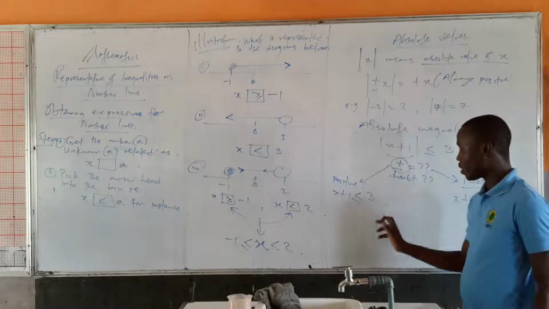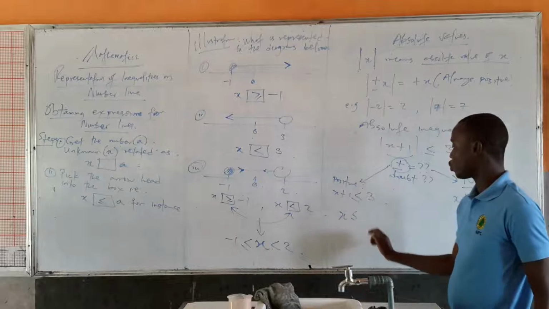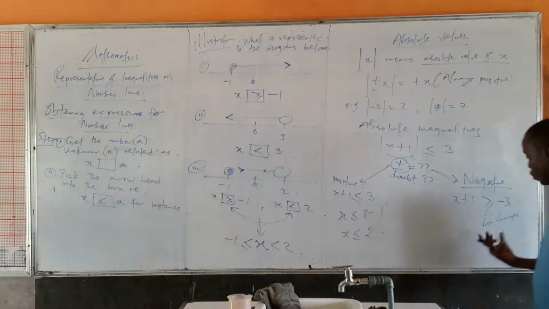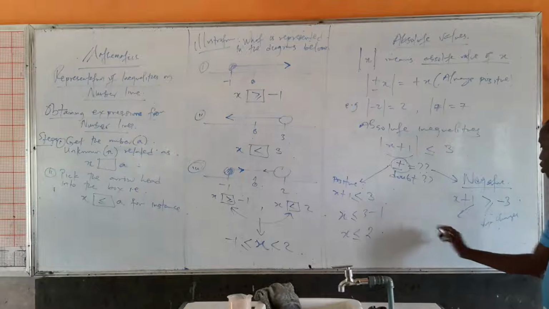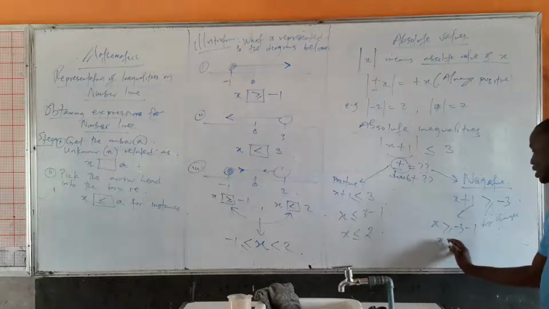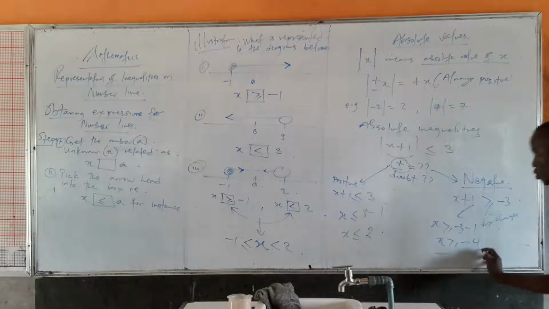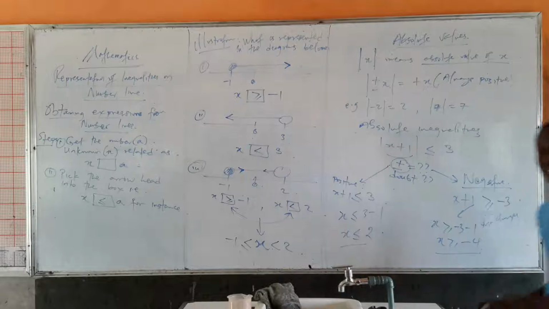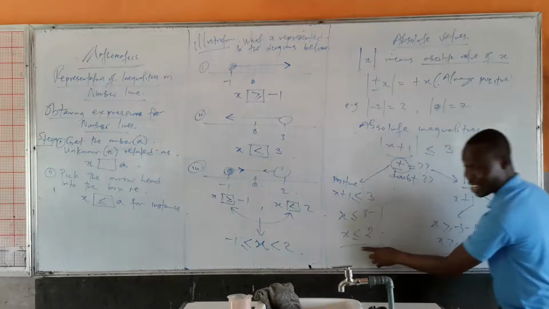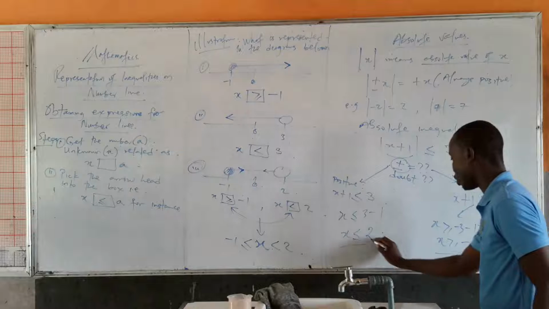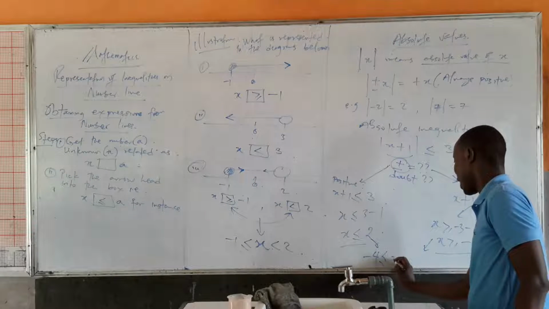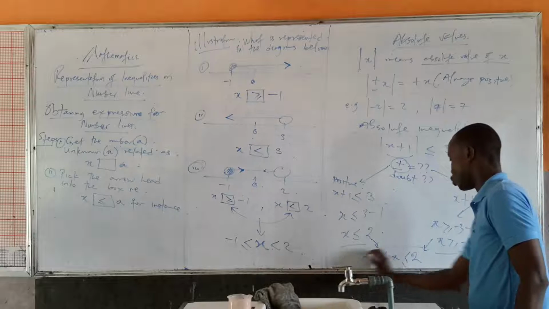For the first one, you transfer 1 to the other side. You have x is less than or equal to 3 minus 1, and that is x is less than or equal to 2. For the second one, you have x is greater than or equal to minus 3 minus 1, and you have x is greater than or equal to minus 4. Now the two of them can be written as one, because here x is greater than the negative value and x is less than the positive value. So you can have the answer as minus 4 is less than or equal to x, less than or equal to 2.